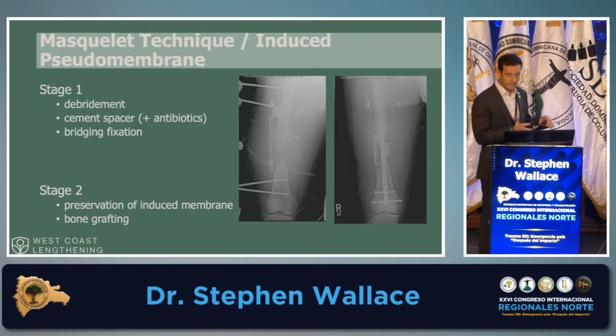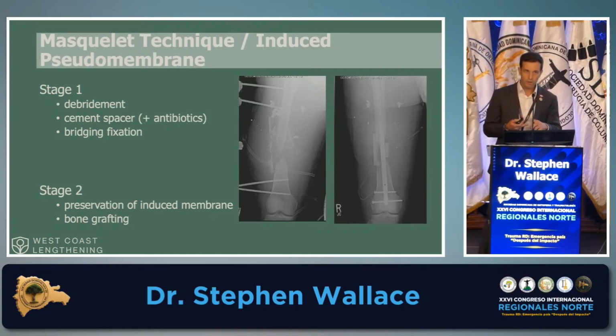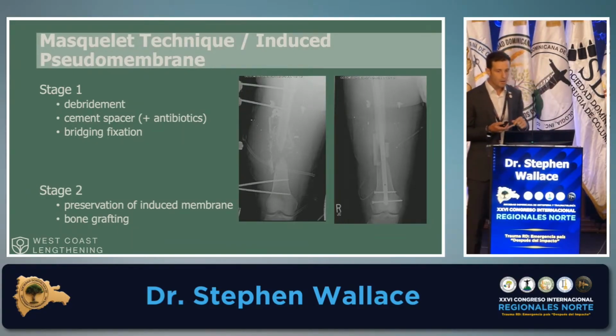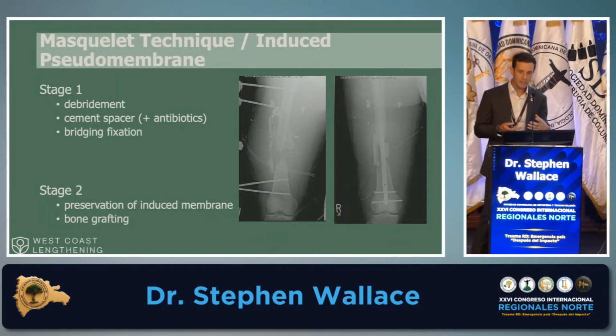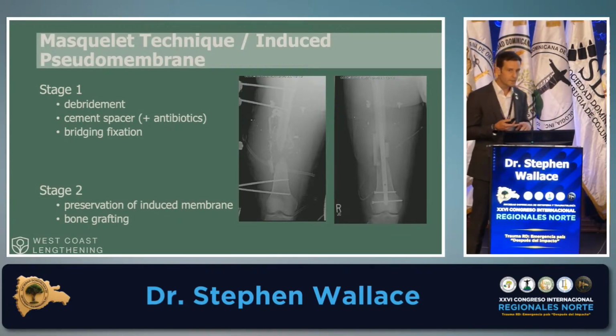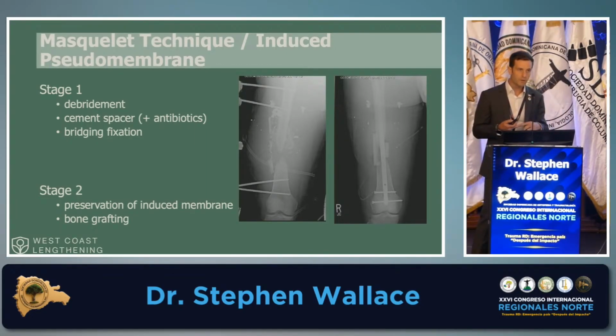So just to review Masquelet, it's typically a two-stage procedure. The first is debridement. You get rid of all the bad bone, and you put a cement spacer with antibiotics to create this pseudomembrane around. And then stage two, typically 6 to 8 weeks later, you go back in and bone graft, depending on the size, cancellous allograft, autograft, and sometimes antibiotics as well.